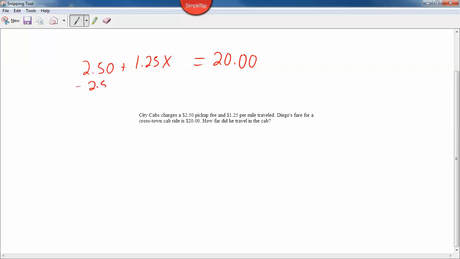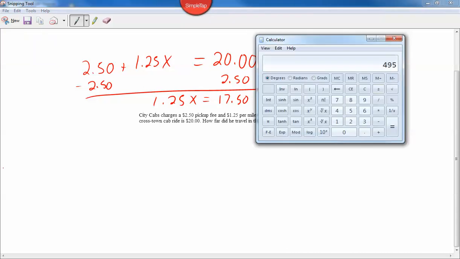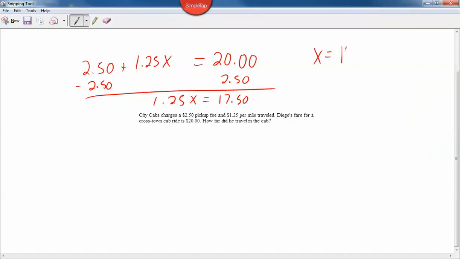So subtract 2.50 from both sides. So I have 1.25x, $1.25 times x equals 17.50. Divide both sides by 1.25. So 17.50 divided by 1.25 equals 14. So how far did the cab go? 14 miles. That's how far he traveled.